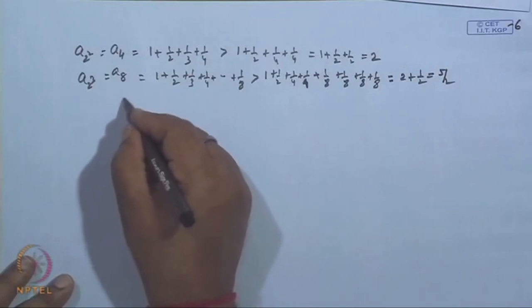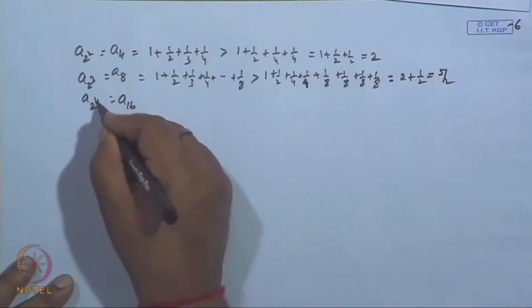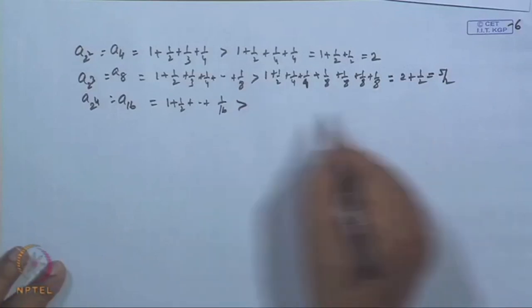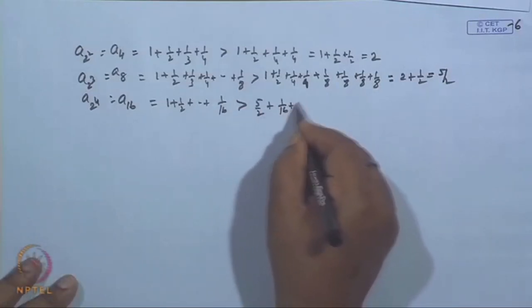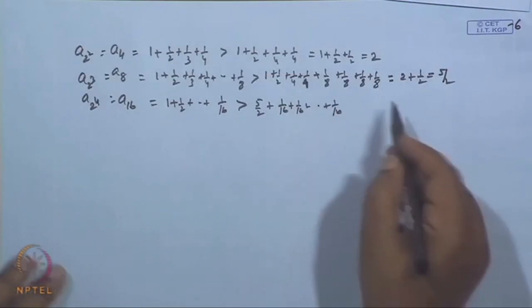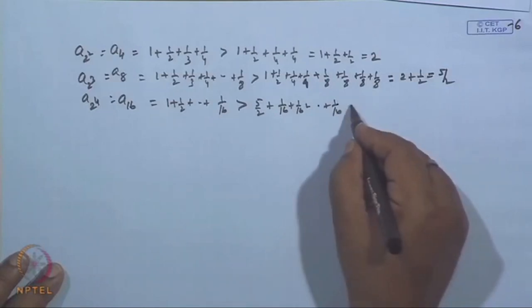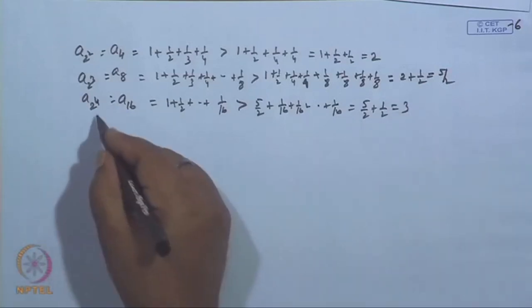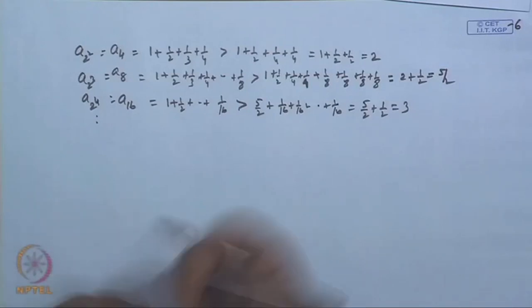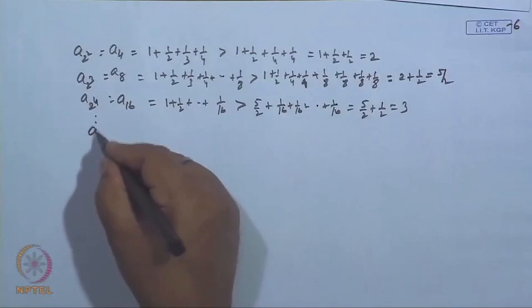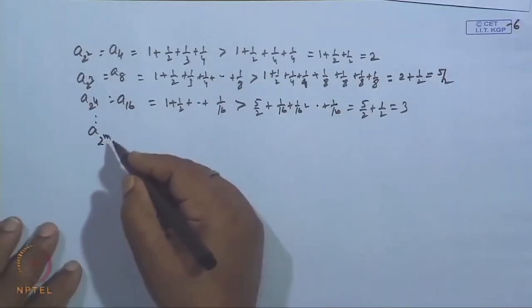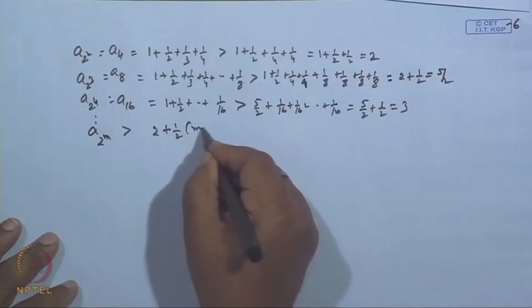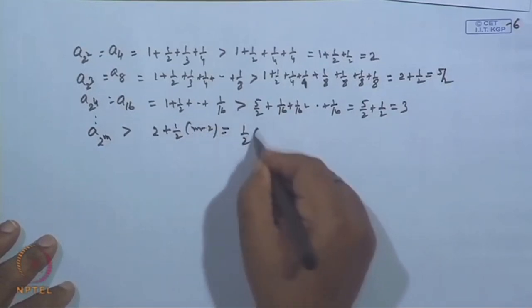Okay, so if we take a_16, that is a_(2 to the power 4), then we get this is equal to 1 plus half plus up to 1 by 16, it is greater than 5 by 2 plus 1 by 16, up to 1 by 16, that means 8 terms. So, it is equal to 5 by 2 plus half, that is 3. Okay? So, like this and continue this process, then if I take a_(2 to the power m), we can say that this number is greater than 2 plus half (m minus 2), that is equal to half m plus 2.